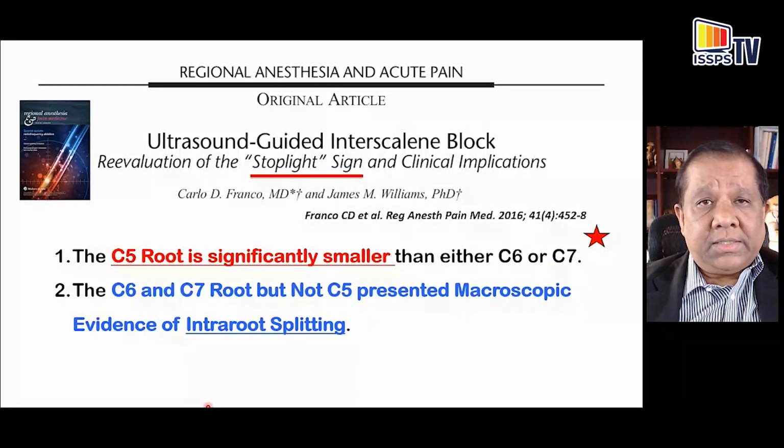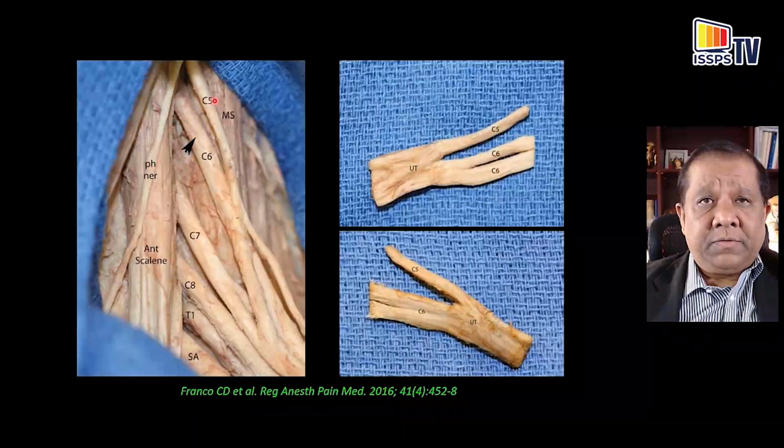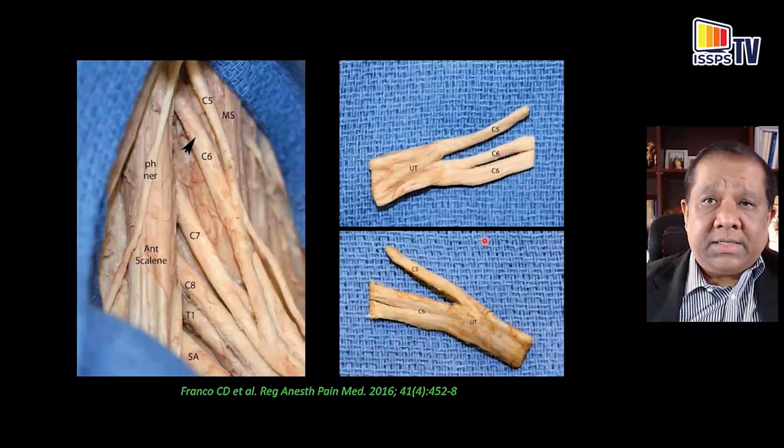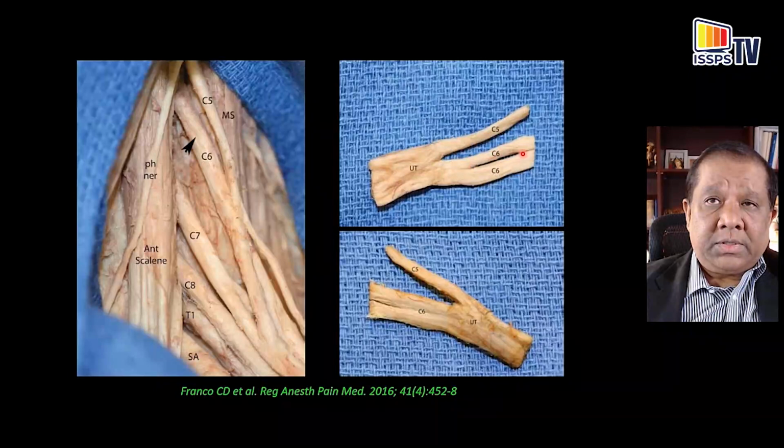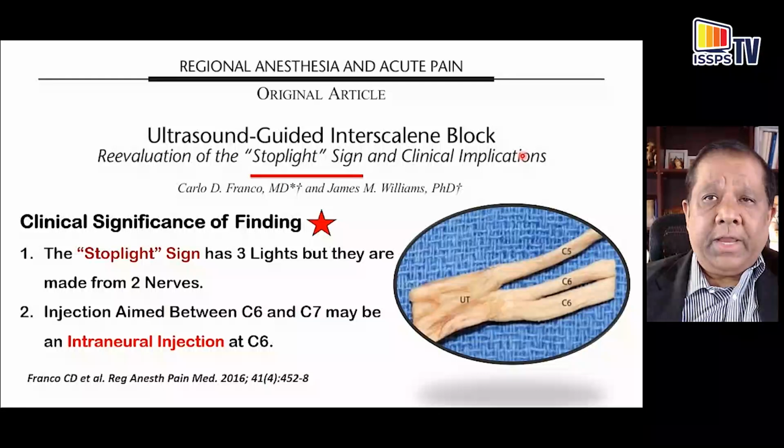They also found that C6 and C7 ventral rami often presented macroscopic evidence of intra-root splitting. What does it mean? As you can see here in this very clear-cut dissection by Dr. Franco and his colleagues, the C5 ventral ramus is the smallest of the 5 ventral rami of the brachial plexus. He also demonstrated that the C6 and C7 will often exhibit features of intra-root splitting, like you see in these images here.